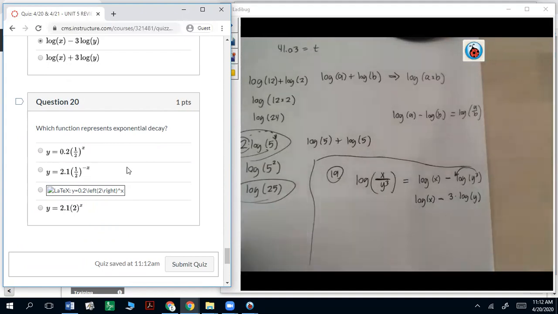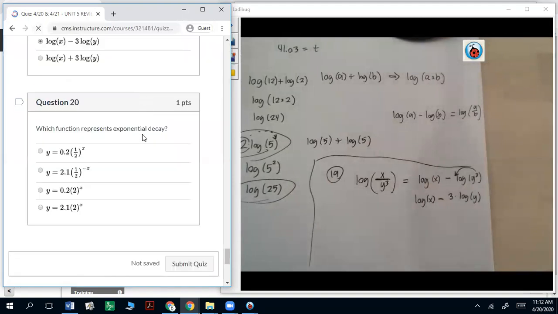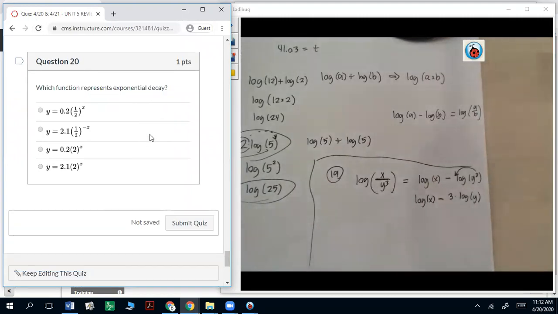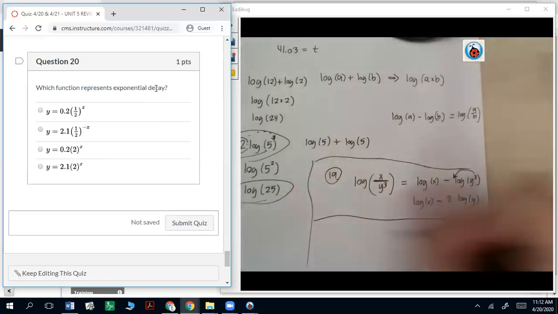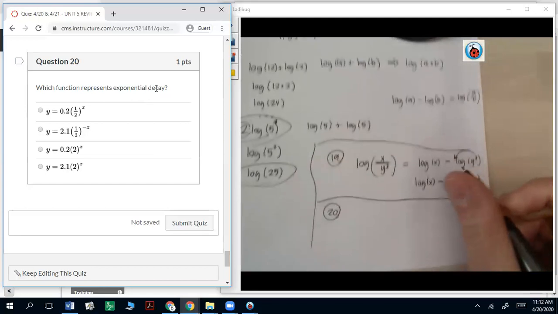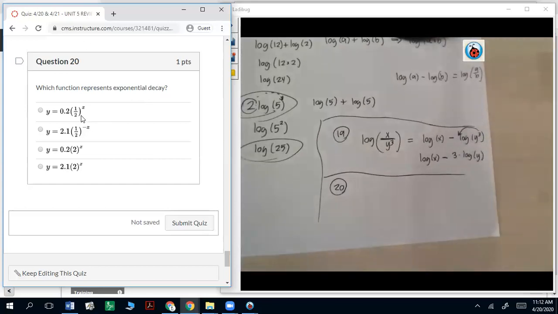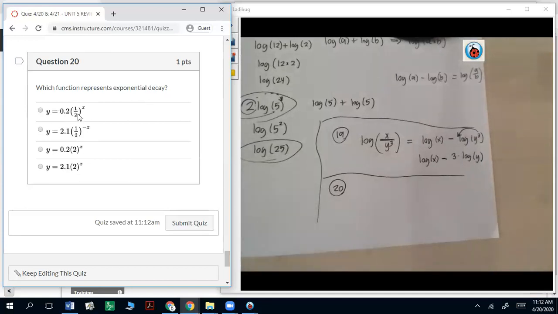Question 20. Looks like there's a little glitch in the question. It's not showing the right problem. Oh, there it is. Which function represents exponential decay? Well, decay occurs when the base is between 0 and 1. So if you look at your base, and the base is what's in the parentheses, the top two have numbers that are between 0 and 1, and the bottom two have numbers that are above 1.